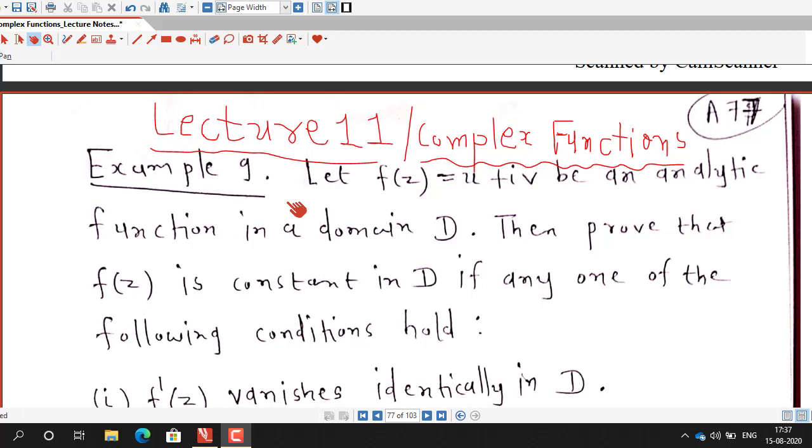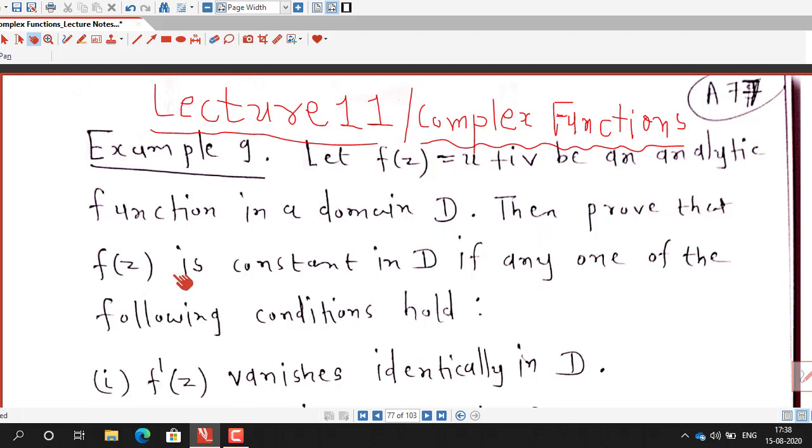From last two lectures we are discussing examples on analytic functions. Today also we are going to discuss two more theoretical examples on analytic functions. So let us start with this example number 9. It is given that f of z equal to u plus iv is analytic in a domain D.